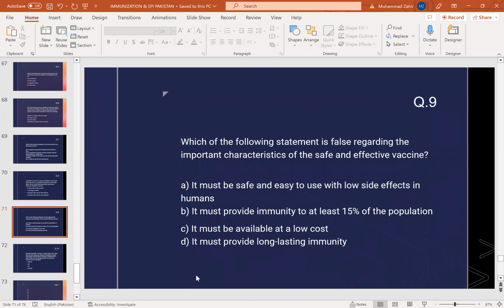Which of the following statements is false regarding the important characteristics of a safe and effective vaccine? It must be safe and easy to use with low side effects in humans. It must provide immunity to at least 15% of the population. It must be available at a low cost. It must provide long-lasting immunity. Which one is false? B. Yes, correct, it is B.